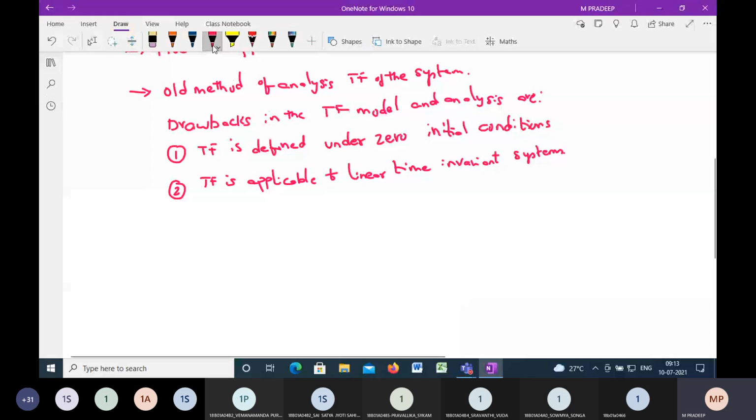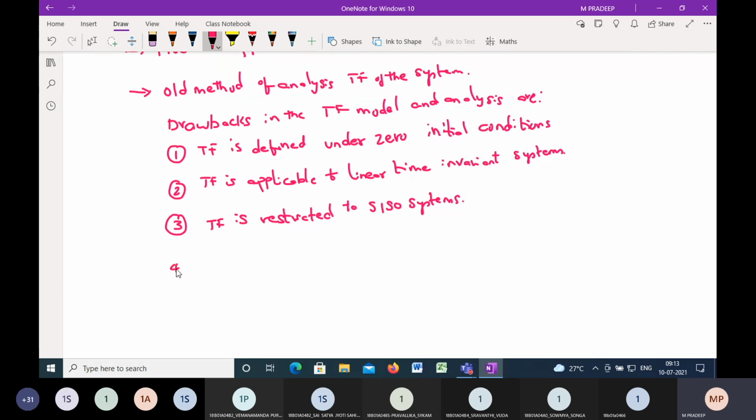The third drawback for the transfer function is that the transfer function and the analysis should be restricted to only single input single output systems. So that is the third drawback.